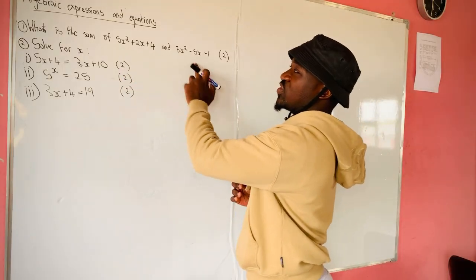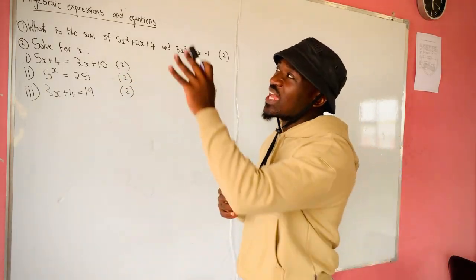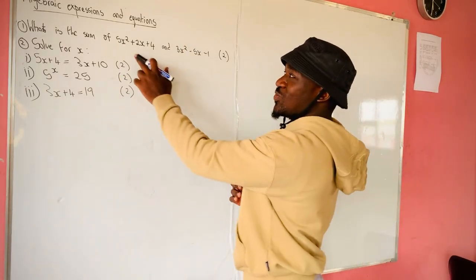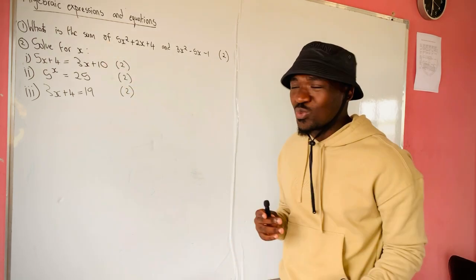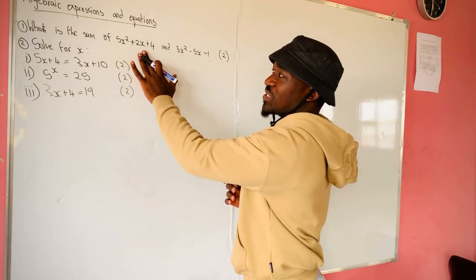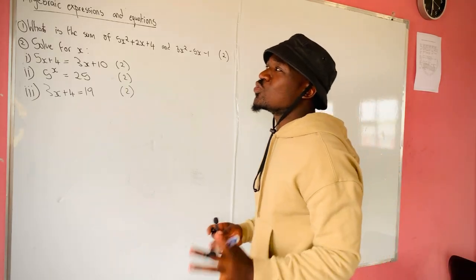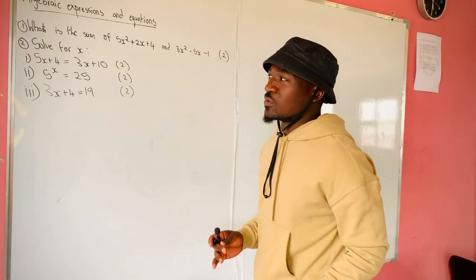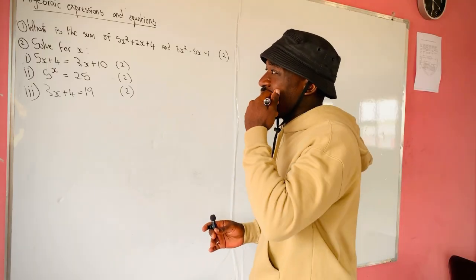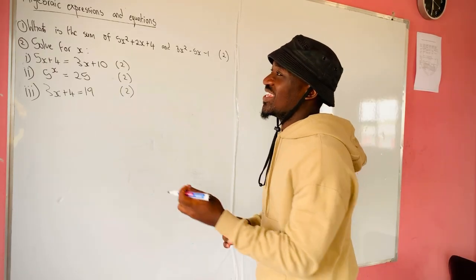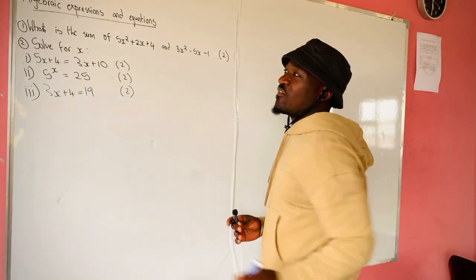Now let's look at these two. That one is simply an algebraic expression. Why? Simply because there's no equal sign on that question. The whole question has no equal sign. So 5x squared plus 2x plus 4 and 3x squared minus 5x minus 1. Now, this is very simple. So now let's look at this first one.